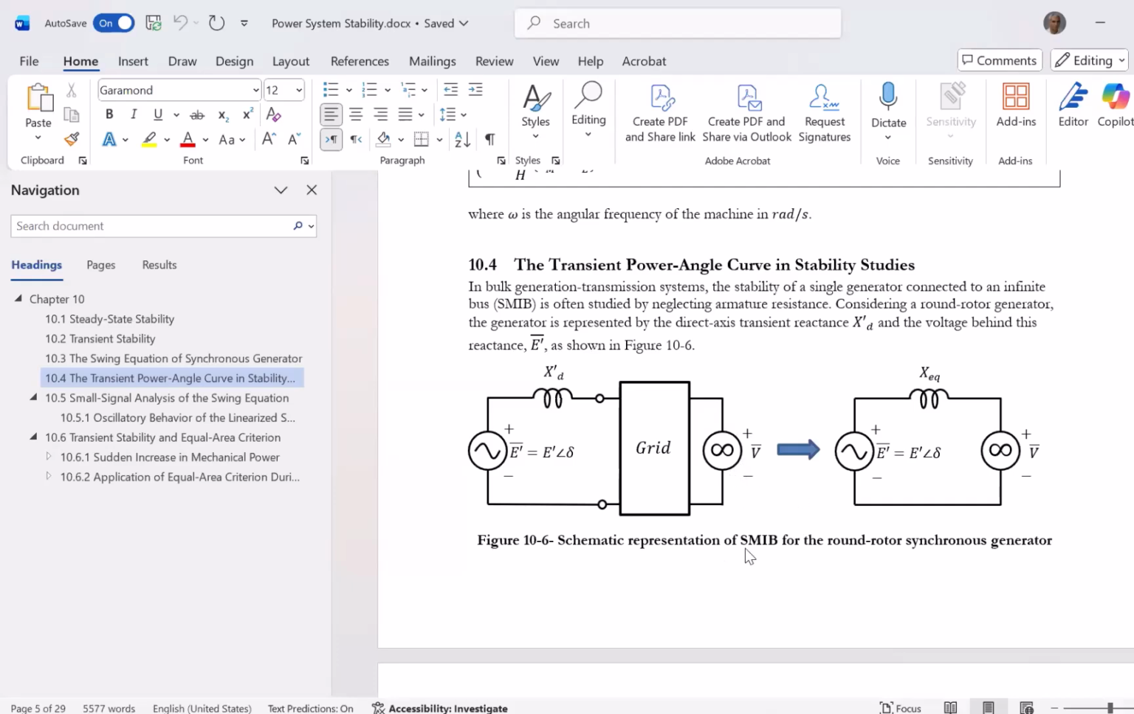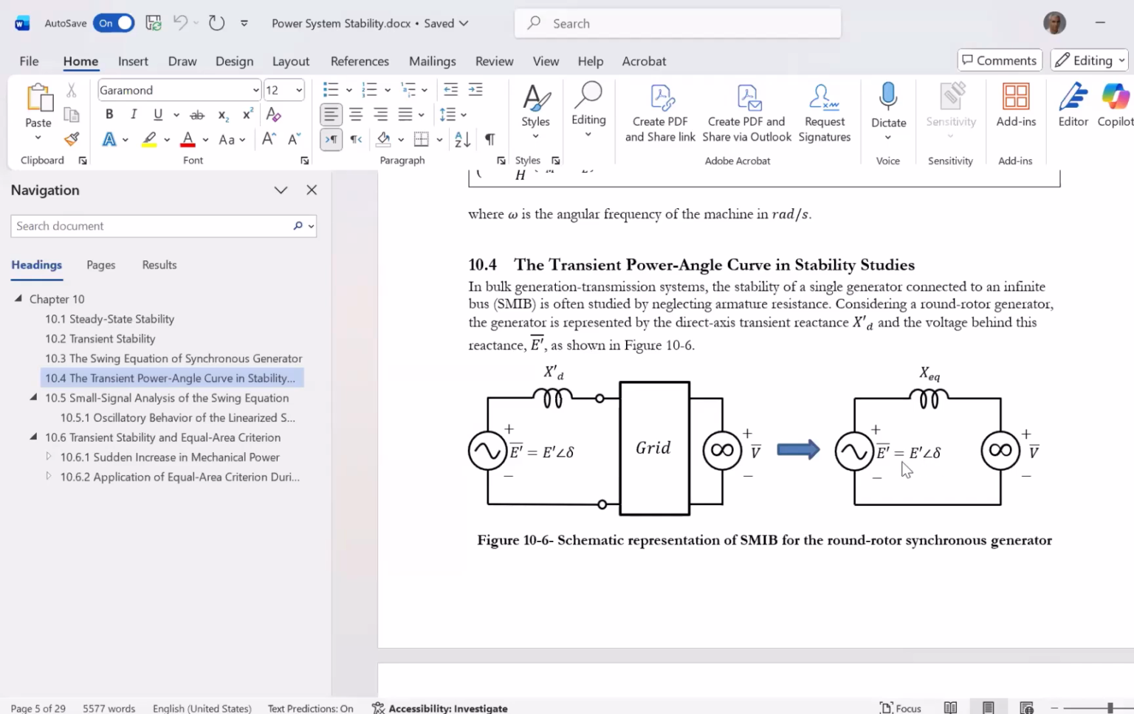In stability studies, we usually want to simplify everything into this. Two sources, one associated with your generator, the other associated with your infinite bus, and an equivalent reactance between the two. So we're ignoring all the losses, which is usually what we do in transmission systems. We're assuming that there are two sources, and there is an equivalent reactance between them.